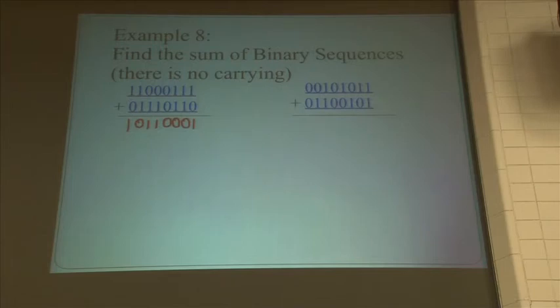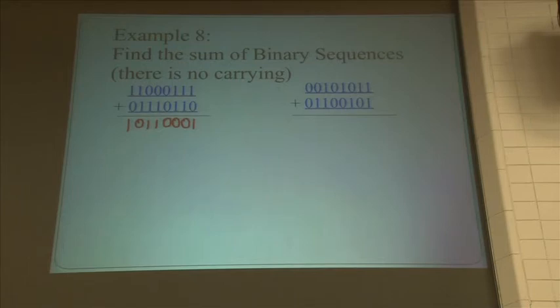Relatively straightforward, don't make it harder than it is. All you're doing is adding top to bottom, just like you normally do. There's just one exception. 1 plus 1 is no longer equal to 2 in binary. Okay? Same thing. Next problem.